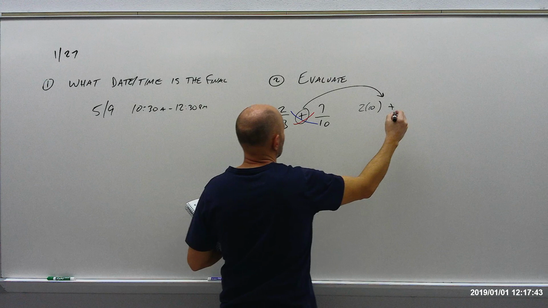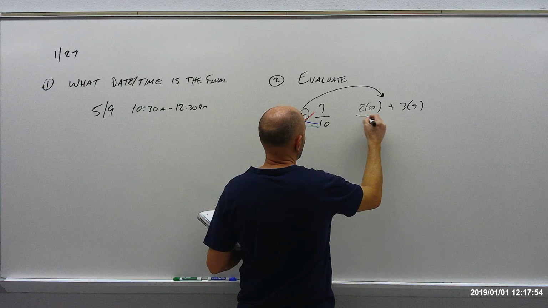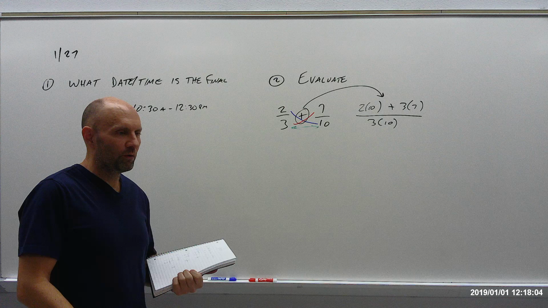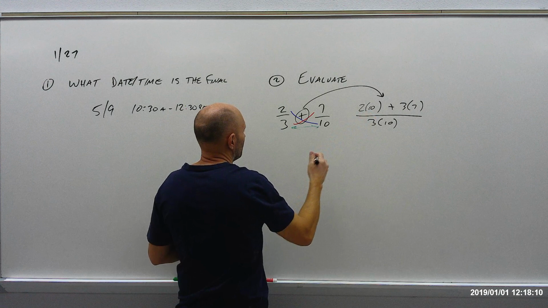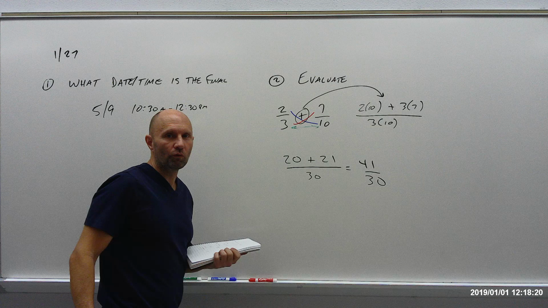The third part, for the denominator, is we multiply the denominator values, 3 times 10. So instead of trying to find a common denominator, converting both fractions, and then adding them, we can do this method. It makes it a little bit easier on us. 2 times 10 is 20, 3 times 7 is 21, 3 times 10 is 30, so this becomes 41 over 30. And that's your answer for that one.